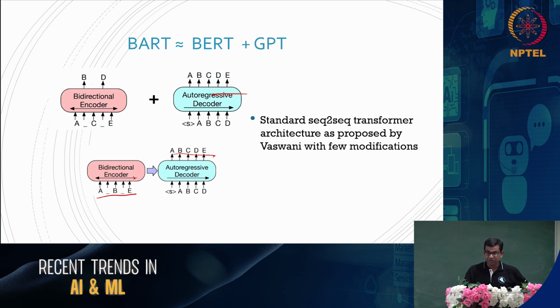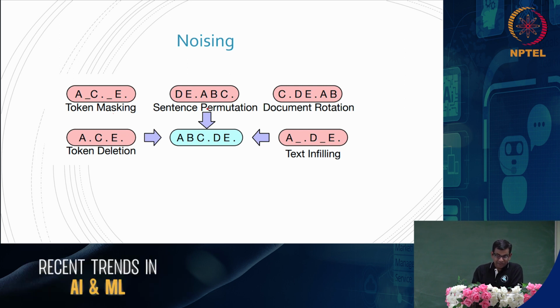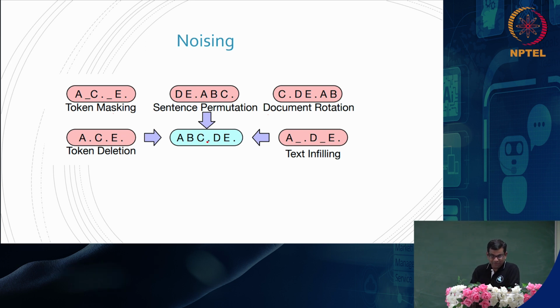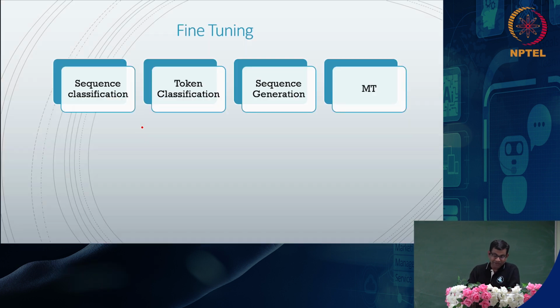Now, they use the same standard sequence-to-sequence transformer architecture from Vaswani's paper, with some modification. But for the denoising function, they tried many things. One is token masking, so just like BERT style, you can mask a few of the tokens from the original. You can do sentence permutation, so if you had two sentences, you just shuffle them. Document rotation, where you give some rotation, like instead of A, B, C, D, you start from C, D, E, then A, B. Then text infilling, so instead of masking a single token, you mask two tokens together, like B, C. And token deletion, where you are not masking anything, you have just removed something and your job is to predict from this to this. So these are the different noising functions they tried.